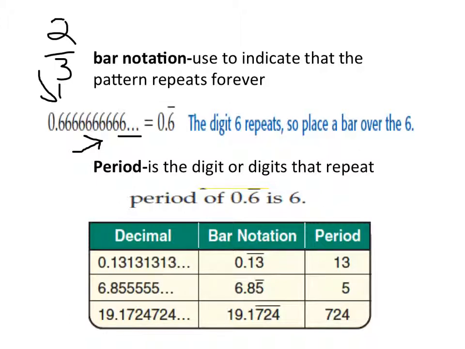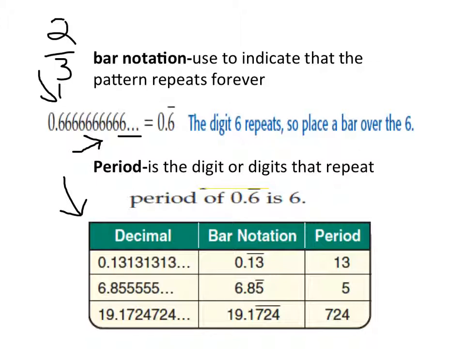All right, let's look at some other repeating decimals here in this chart. We have 0.13131313. We're going to write that with the bar notation as 0.13 with a bar over the 13. Why did we choose 13, not 1313, or something to that effect? We notice that 13 is the period. 13 is repeating, and that's what we want to show.